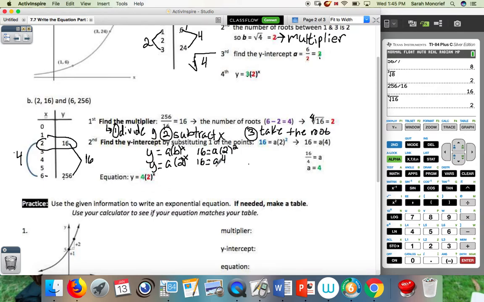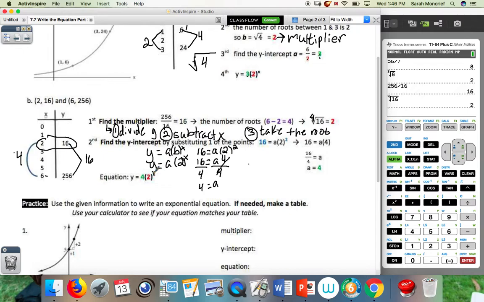And then what do I need to do to get a by itself? Well, I need to divide by 4. And then what is 16 divided by 4? Well, that is 4. So a is equal to 4. And we can plug in 4 for a. So we have y is equal to 4 times 2 to the x.